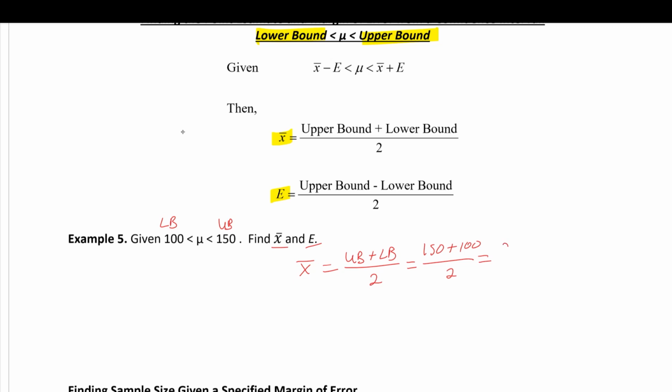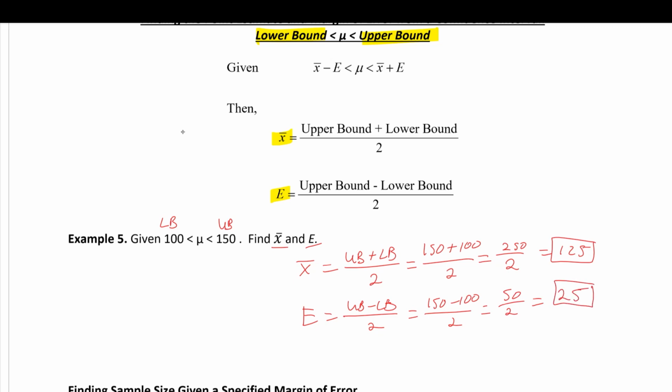We're going to get what? 250 divided by 2. That comes out to be what? 125? Okay, and that does look like it's at the center of that interval that we see between 100 and 150. The margin of error here is upper bound minus lower bound divided by 2. 150 minus 100 over 2. 150 minus 100 is 50. And we get 25.